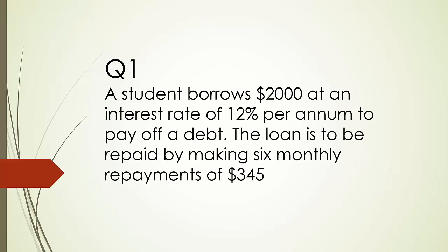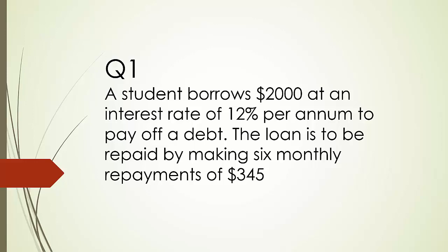A student borrows $2,000 at an interest rate of 12% per annum to pay off a debt. The loan is to be repaid by making 6 monthly repayments of $345. First thing is it's 12% per annum and it's being paid off monthly, so the interest will be added monthly, which means that the interest will be added 1% per month. That's the first thing that you need to calculate.